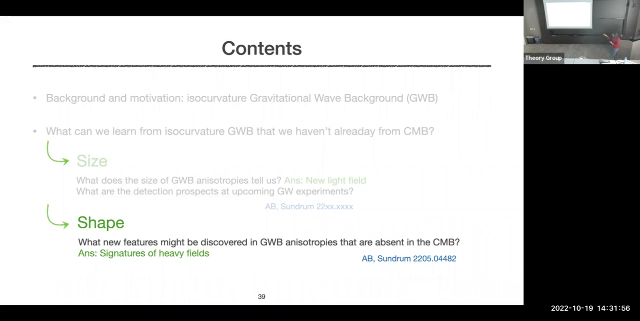Okay, so the second part that I was going to talk about is, because I promised you that we can probe multiple fields during inflation, I was going to tell you how different signatures in the power spectrum of gravitational waves can tell us about heavy fields, the cosmological collider type of things. So if people are interested, they can just talk to me.